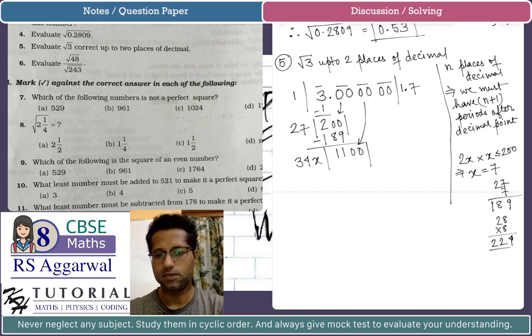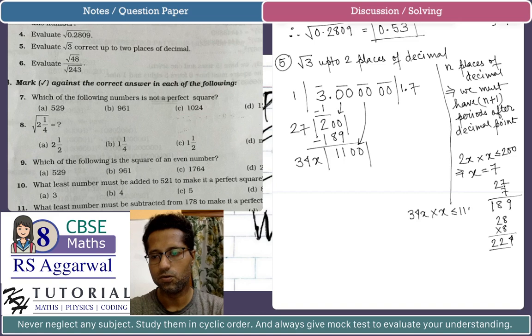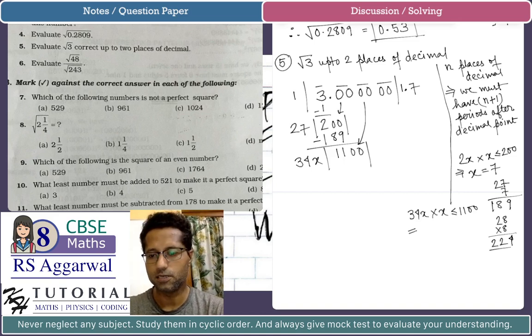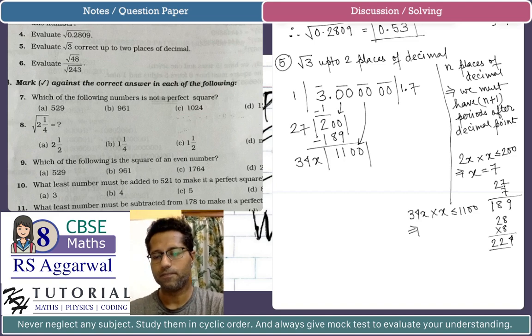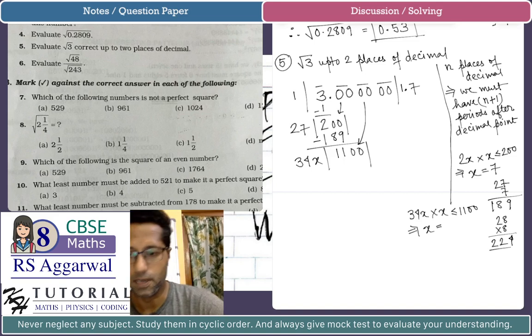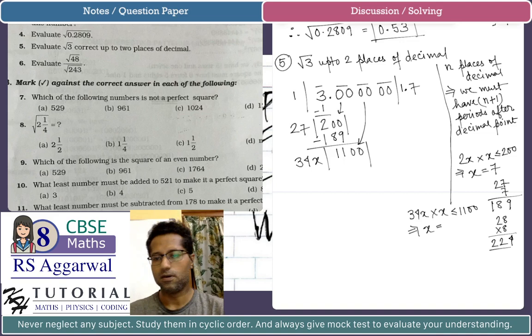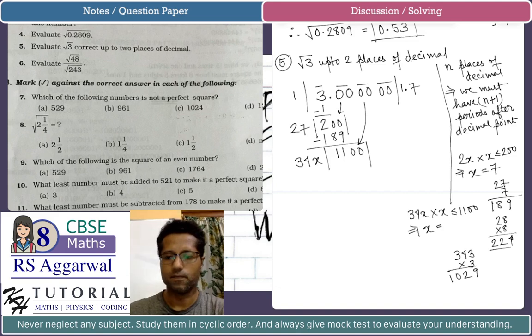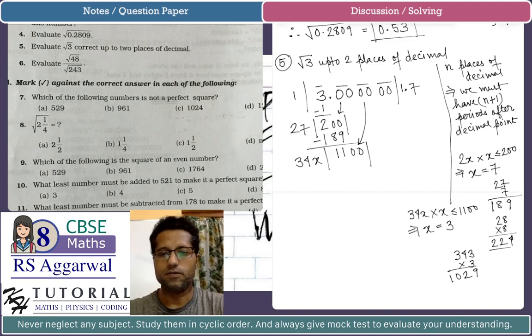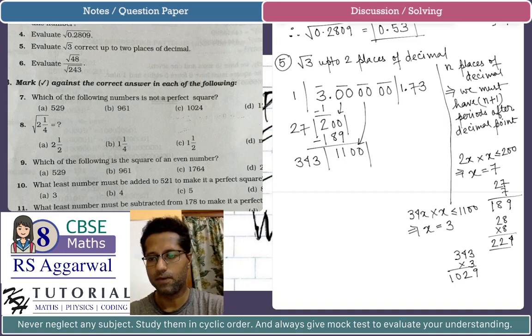Again we have to find the digit x such that the 3-digit number 34x multiplied by x should be less than or equal to 1100, and x should be the largest such digit. What can x be? Definitely x cannot be 4. Let's try if x can be 3. 343 multiplied by 3 is 1029. Okay, x can be 3. We write 3 over here, and we append 3 to the quotient, and 343 multiplied by 3 is 1029.